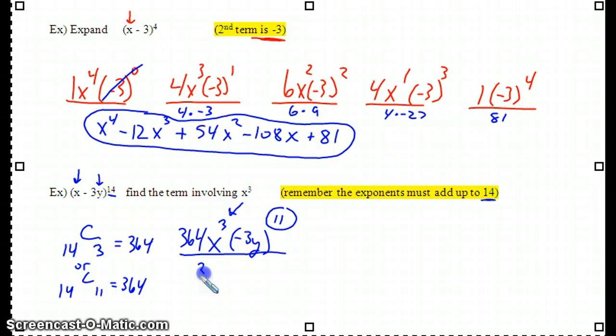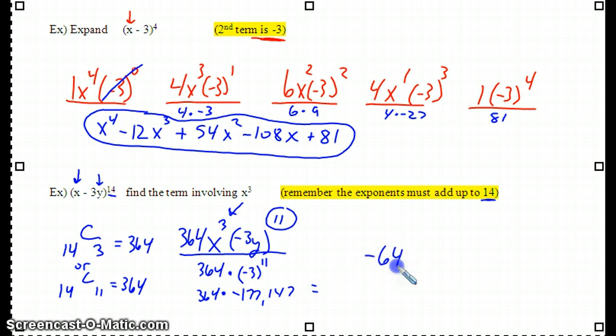I'm going to have to do 364 times negative 3 raised to the 11th power to get my actual coefficient. And I know that negative 3 to the 11th power is negative 177,147. So if I times that by 364, I end up with negative 64,481,508. And then I got to put my x's and y's with it. X to the third, y to the 11th.